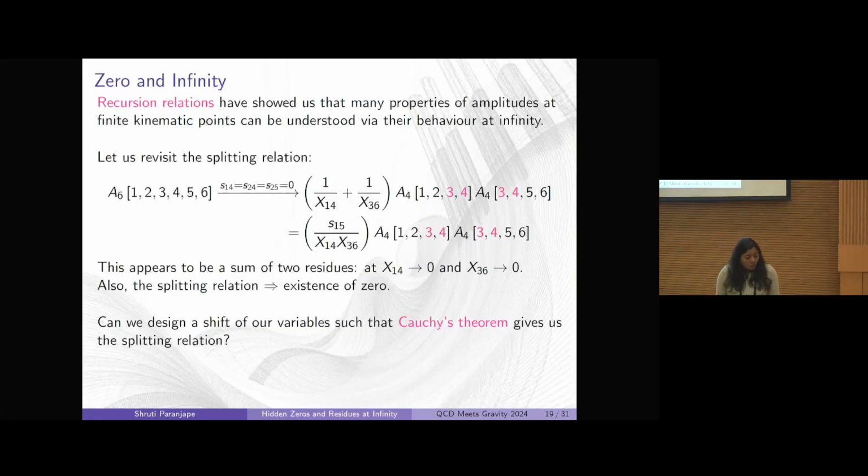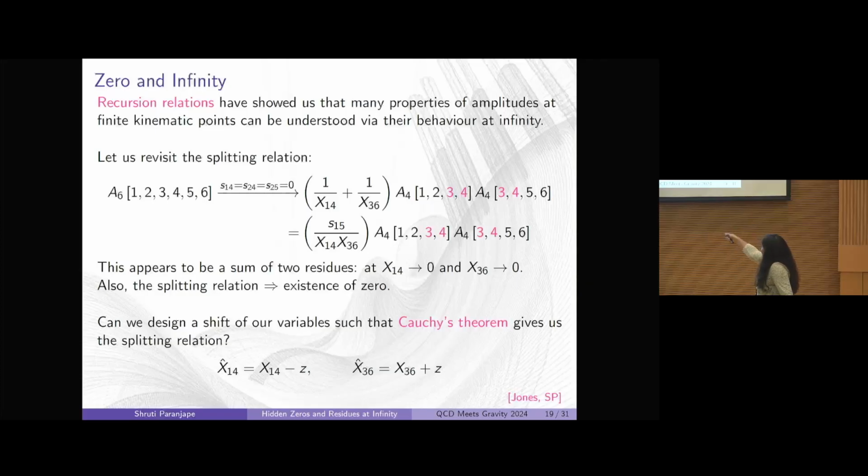And what I would like to do is get to this splitting relation from a Cauchy theorem style argument. So I want to introduce a shift of my x variables that allows me to access these residues, and obviously this one as well. Good. I don't think I need to sell recursion relations to this audience, but in case you want to be sold on it, you can pay attention for the next few slides.